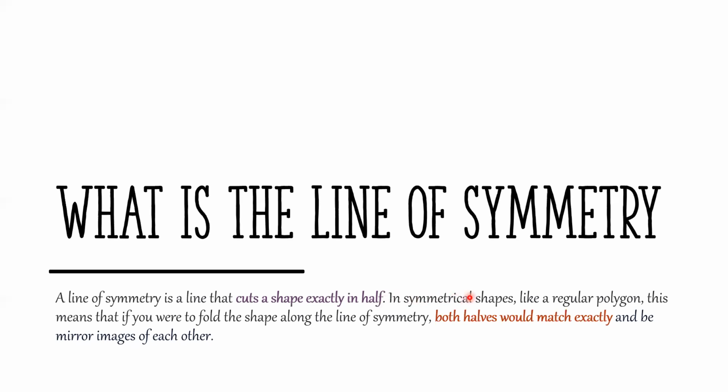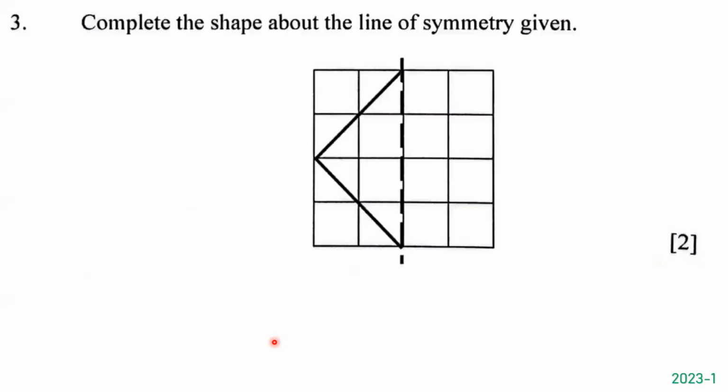In symmetrical shapes, like a regular polygon, this means that if you were to fold the shape along the line of symmetry, both halves would match exactly and be mirror images of each other. So a line of symmetry is going to be that line that cuts the image directly in half, such that one side is identical to the other side. And if you were to fold the shape along this line of symmetry, both halves would match exactly. All right. And so let's move on to the next thing.